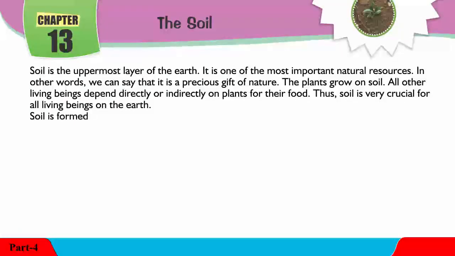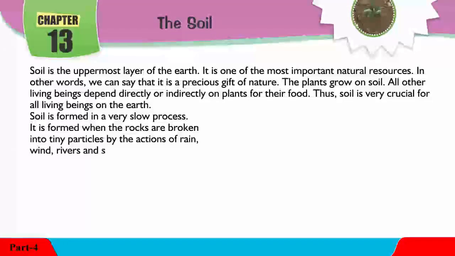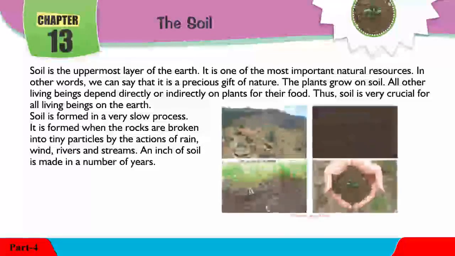Soil is formed in a very slow process. It is formed when the rocks are broken into tiny particles by the actions of rain, wind, rivers, and streams. An inch of soil is made in a number of years.